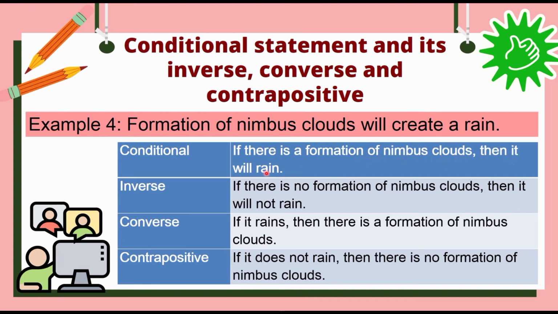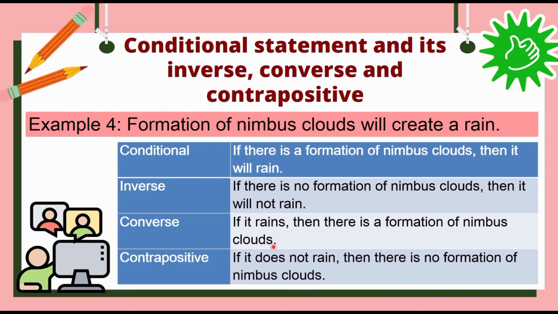Okay, the next one is the inverse. So we need to negate our conditional. So again, we need to add words that will negate our hypothesis and our conclusion. So it should be written as, if there is no formation of nimbus clouds, then it will not rain. And then the third one, we have the converse. So we need to interchange the hypothesis and conclusion of our conditional. So it can be written as, if it rains, then there is a formation of nimbus clouds.